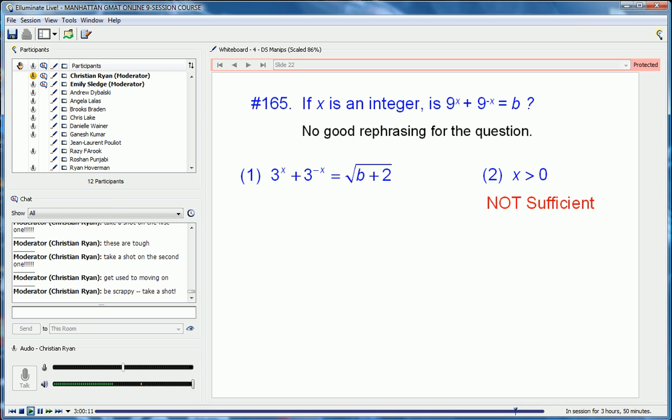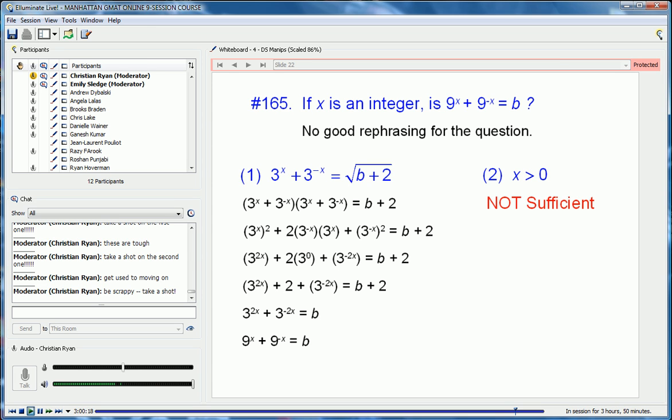Statement 2, x is greater than 0, doesn't even mention b, so that's not enough. On tough questions such as this one, this is one of the last ones here, you've got to get used to taking advantage of everything you've got here. Now, what we have over here is a really complicated way to show that, in fact, statement 1 is sufficient.